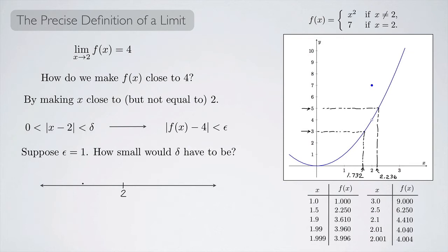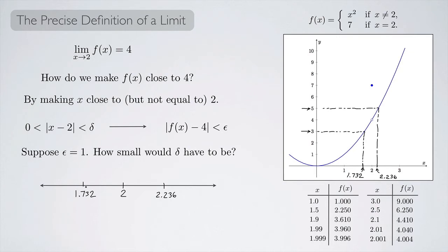Okay. So I'm going to plot this on my number line here. So here's 2. 1.732 is somewhere over here, and then 2.236 is somewhere over here. It's not to scale, I'm just plotting it to get a sense of where they are. And now I want to look at the distance. How far away are they from 2? How far away do I need to be?